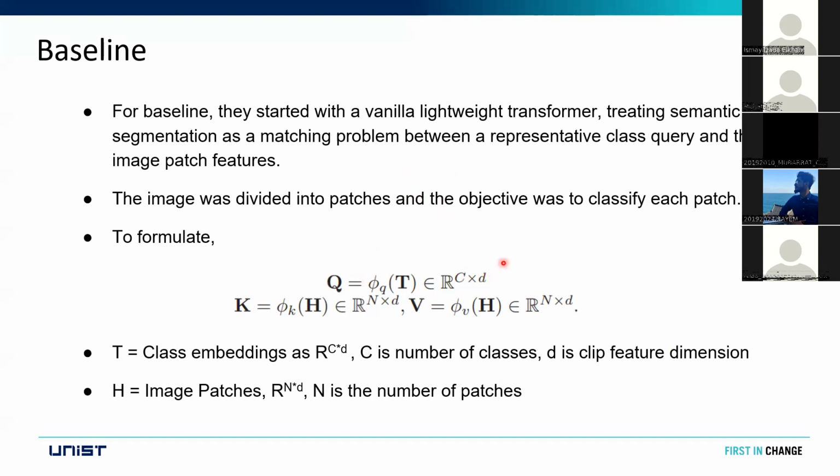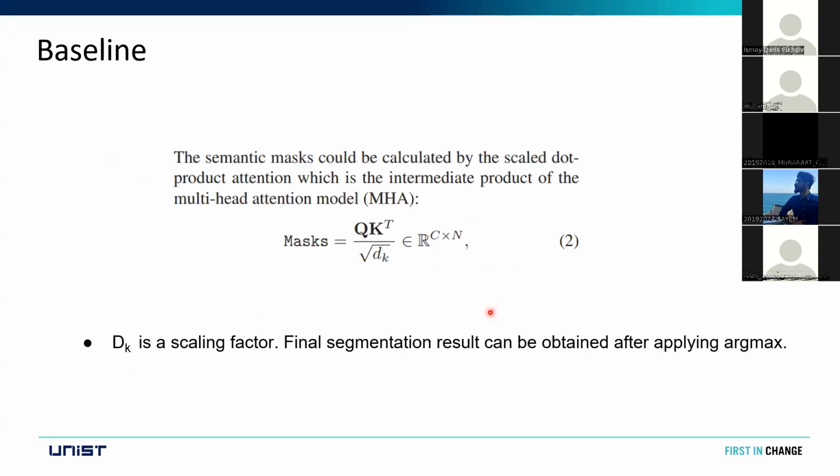To formulate it mathematically, here T is the text encoder and phi is a linear projector. So we will have the query from the text, and H is the patches of the image, and there will be one linear projector which will get the keys from the patches, and the value would be from another linear projector, which you'll be getting from the patching. From the patching, we would be getting the masks using this equation.